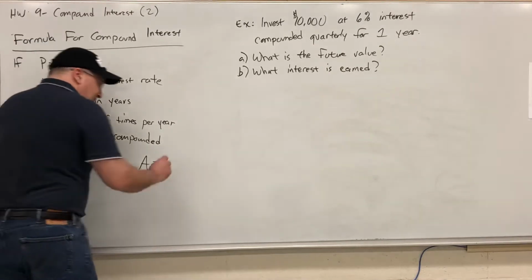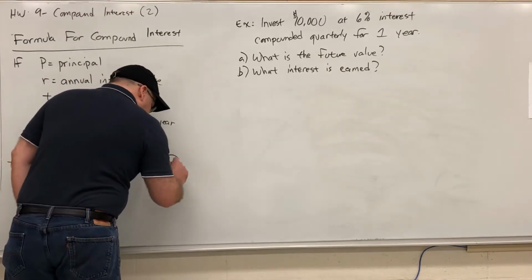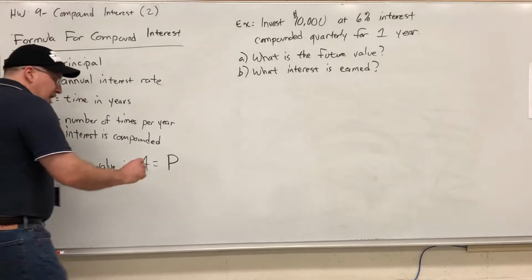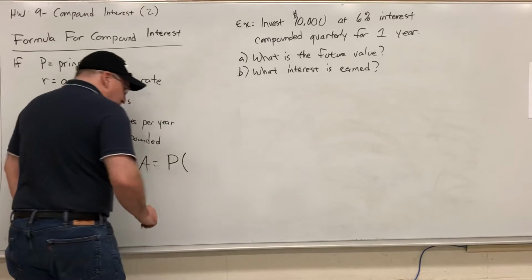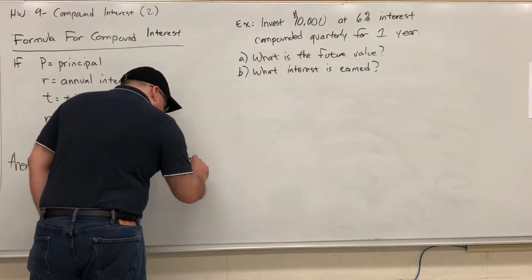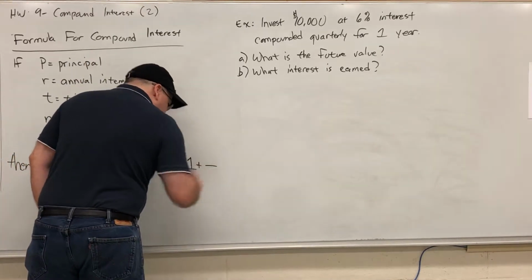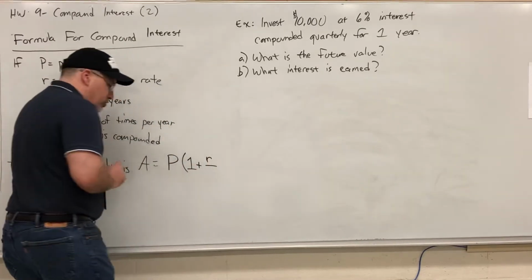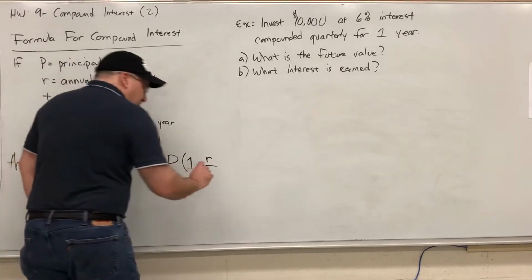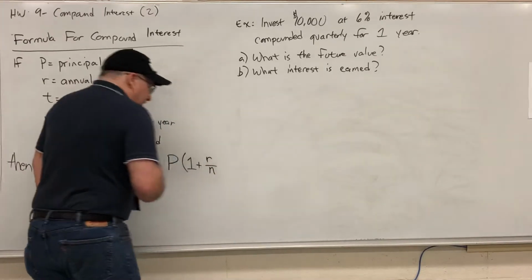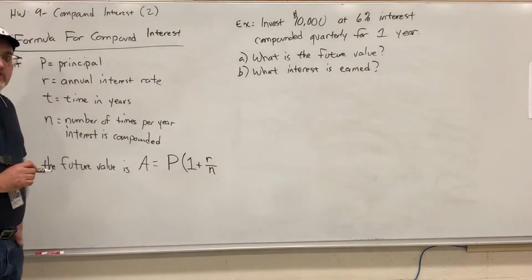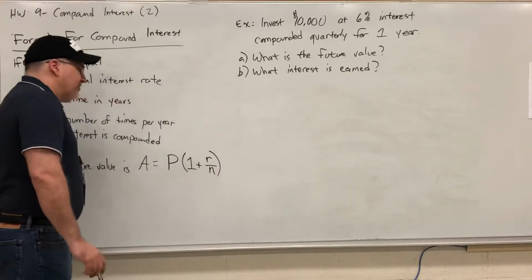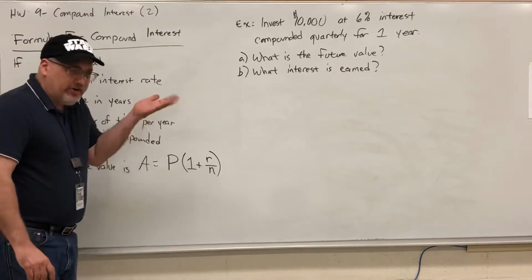It starts out like the simple interest formula with the P, but then it changes. After the P is an open parentheses, and inside the parentheses is 1 plus a fraction. On the top of the fraction is lowercase r, your interest rate. On the bottom of the fraction is lowercase n, the number of times per year that you're going to receive interest. That closes the parentheses. Outside the parentheses is an exponent.